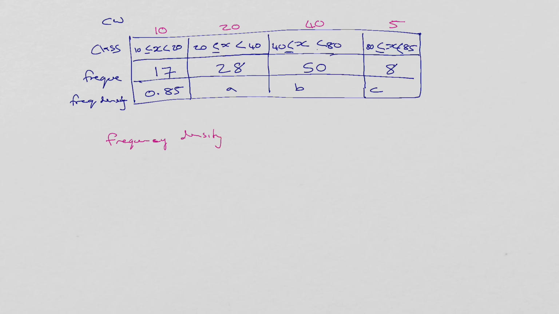So you would say, okay, my frequency is 17, my class width is 10, and my frequency density is supposed to be 1.7, right? But it's not, okay? So basically, what have they done to get from 1.7 to 0.85? You're going to have to look at the relationship between the frequency density they've given you and the frequency density which is correct that you've just calculated.